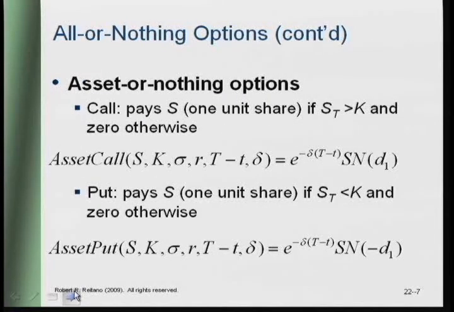Asset or nothing options are identical to cash or nothing options, but rather than a payment of $1 being made, a payment of one share of stock is made. So an asset call pays S, which is a share of stock, if the stock price is larger than the strike, whereas similarly an asset put will pay one share of stock if the stock price is below the strike price.